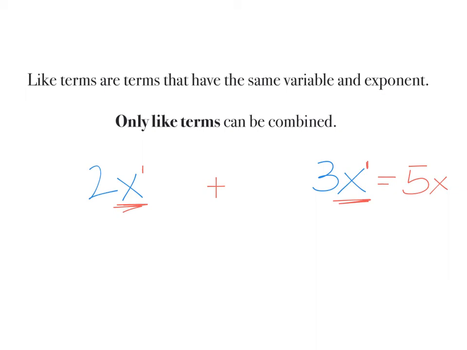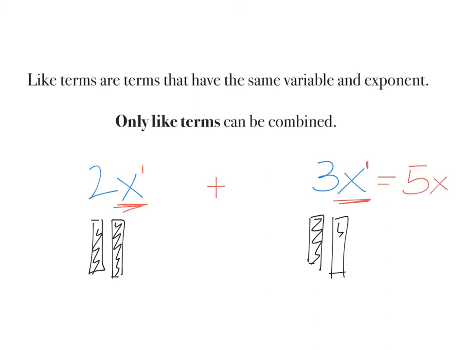If we think about this in terms of the algebra tiles, this would be 2 positive rectangles, and this would be 3 positive rectangles, and we can put these together to get 5 positive rectangles, which would represent 5x. 5x tiles, which would represent 5x. So we can combine these two because they are like terms.